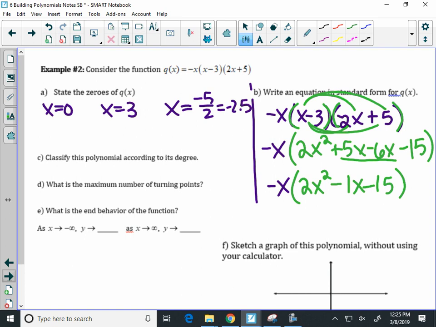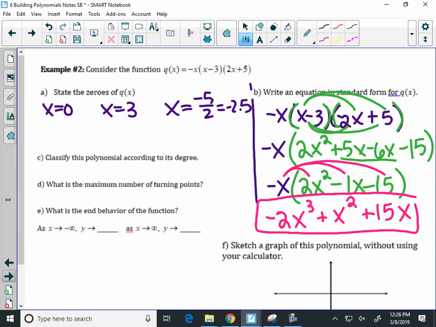Once you multiply two of the factors together, now we can distribute in the third one, the negative x. The x will change the exponents on all of them, and the negative sign will change the sign. So this will finish out, giving me a standard form of negative 2x cubed plus x squared. Now what's the last term? Plus 15x. That's the standard form. Well, what's the classification of this polynomial? It's cubic. Okay. So the maximum number of turning points that this has is 2.